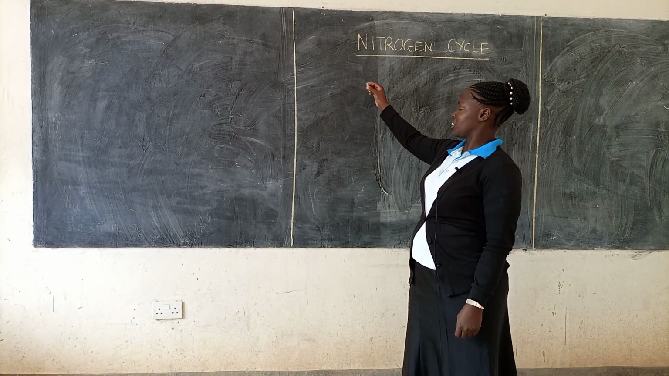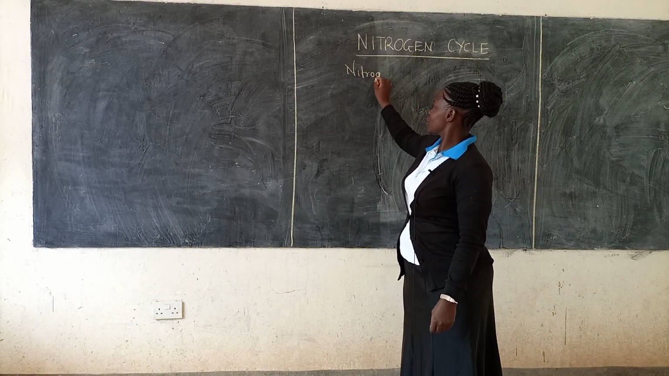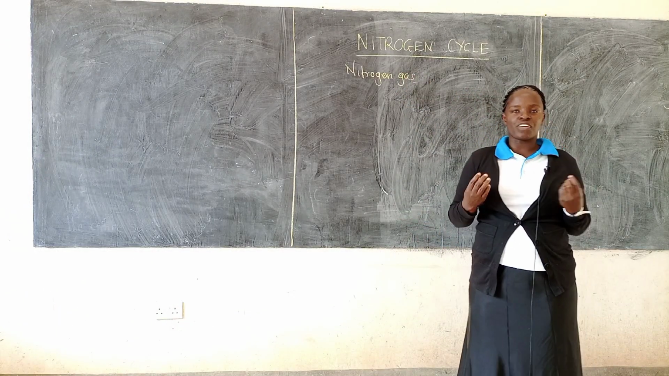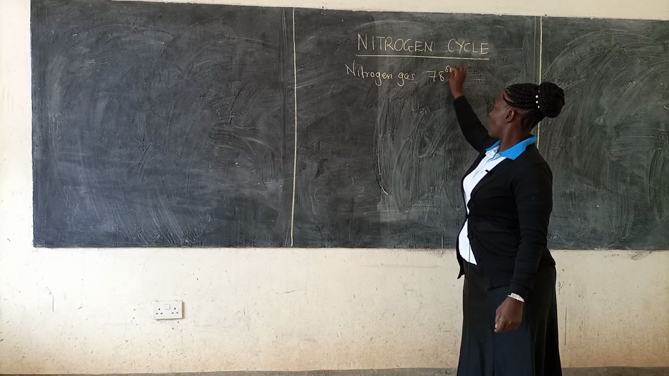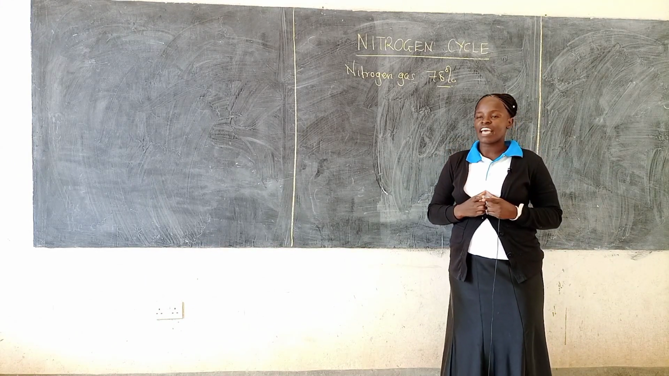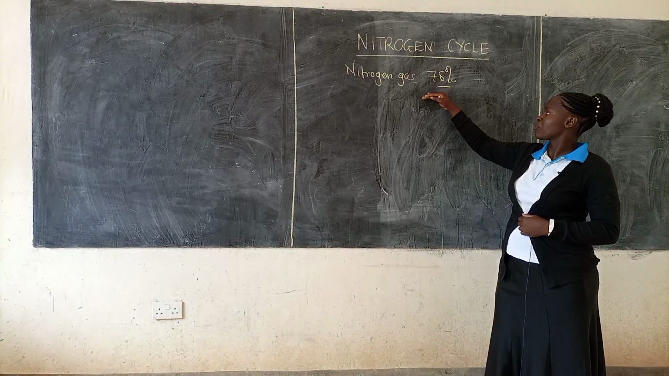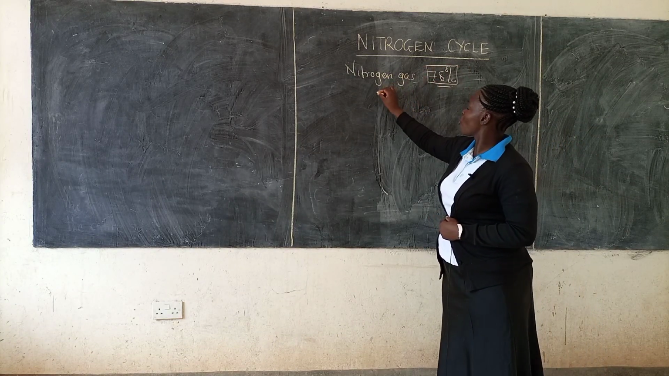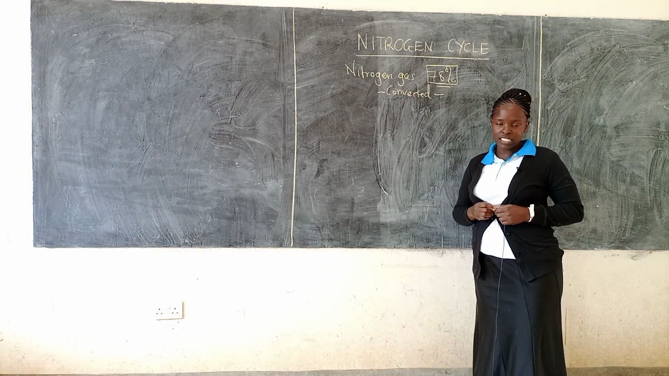So when we talk about nitrogen, we are involving nitrogen gas. In the atmosphere, the composition of nitrogen is 78%. And as much as the amount of nitrogen in the air is abundant, plants and animals cannot use this nitrogen the way it is. First, the gas in the atmosphere must be converted into a form that can be utilized by plants.